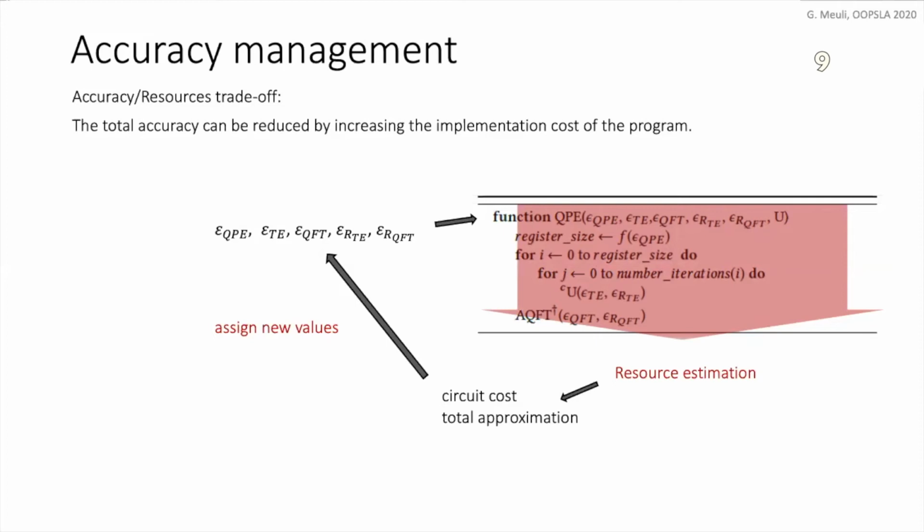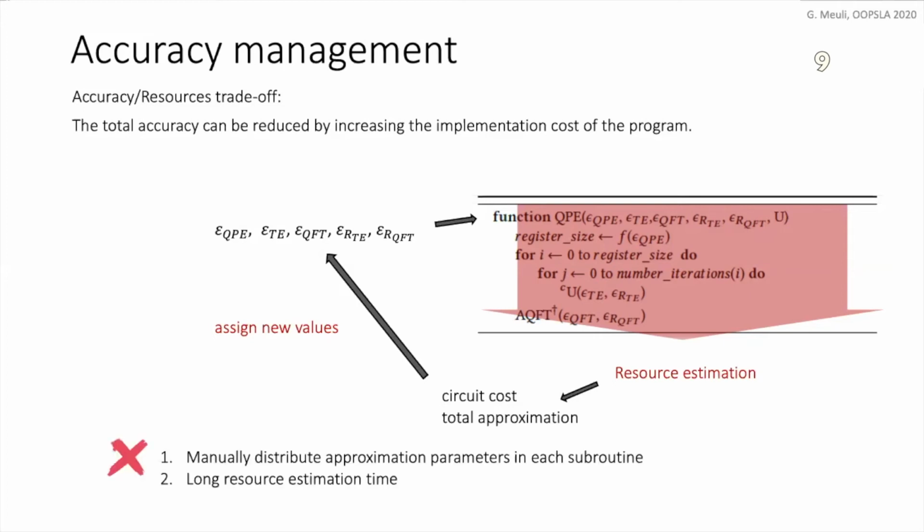This approach still requires some knowledge about how the errors compose to perform an efficient feedback action. Otherwise, the only choice is to repeat the procedure with many values and select the best assignment. There are evident problems with this approach. The first one is the need to manually distribute all approximation parameters in the program's subroutines. The second one is that the resource estimation is a slow process, as it requires to unroll the program into a circuit representation to count the used resources.